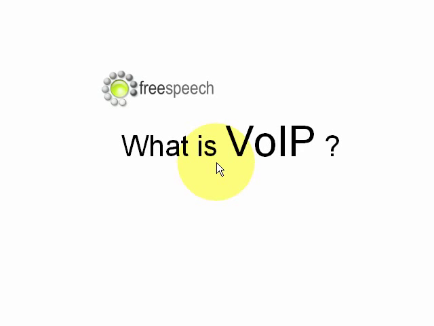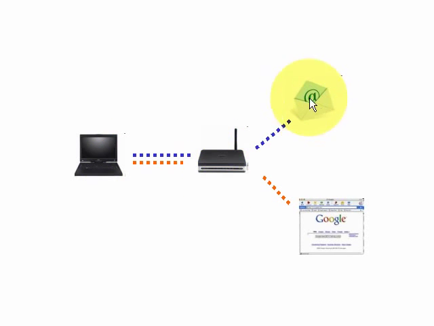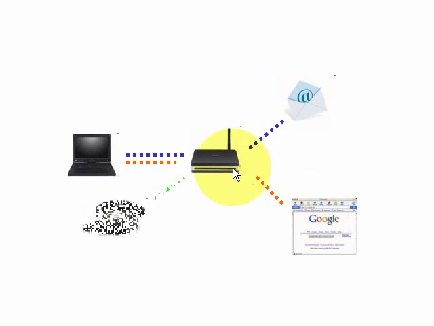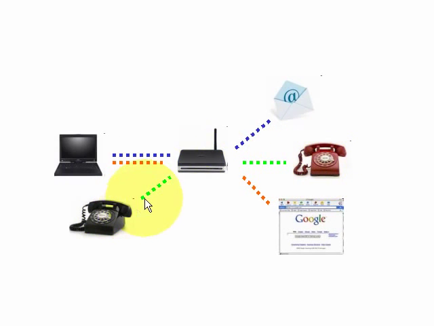Hello and welcome to this screencast on Voice over IP, or VoIP for short. VoIP simply means running a telephone service over a broadband connection. Typically, we use our broadband for services like email and web browsing. VoIP just means a new service, telephony, running over the same connection.